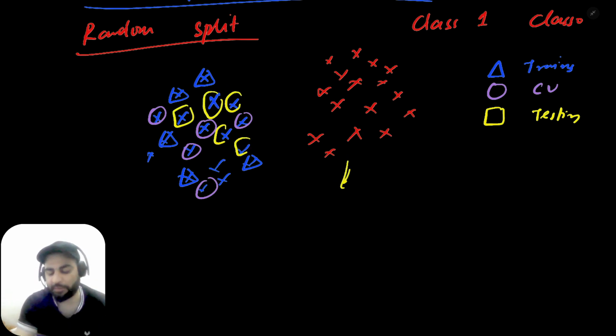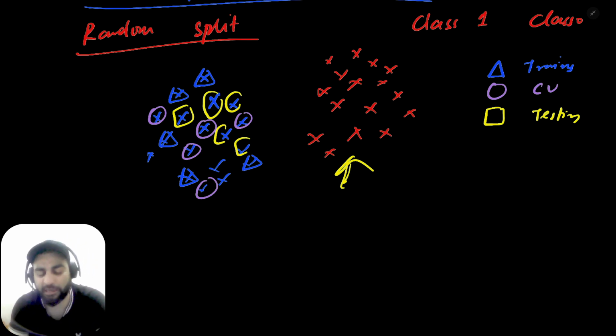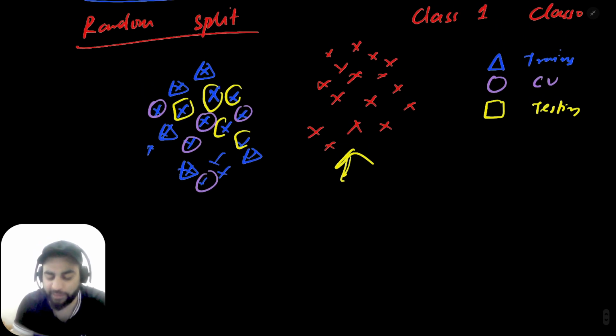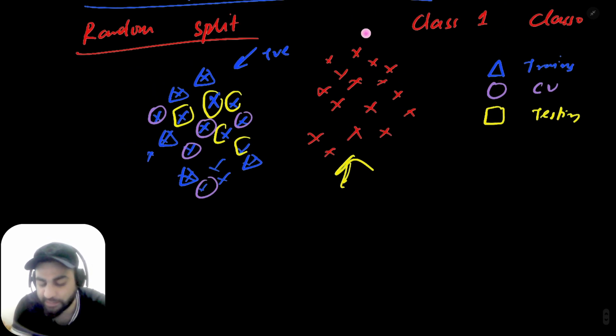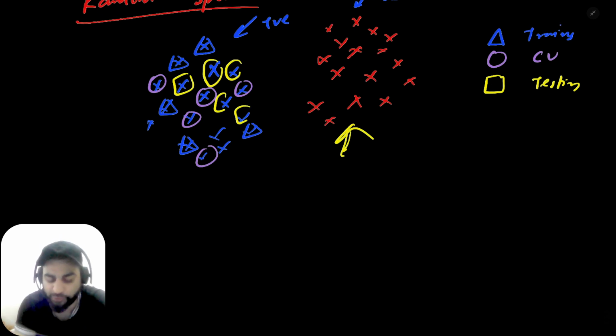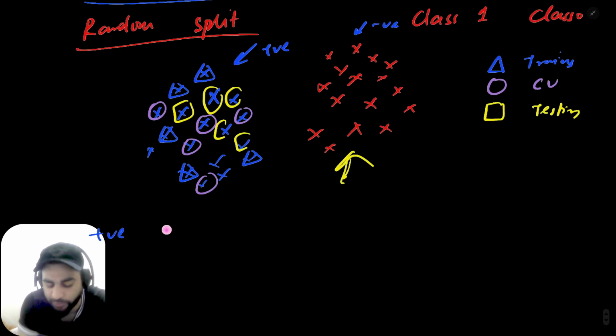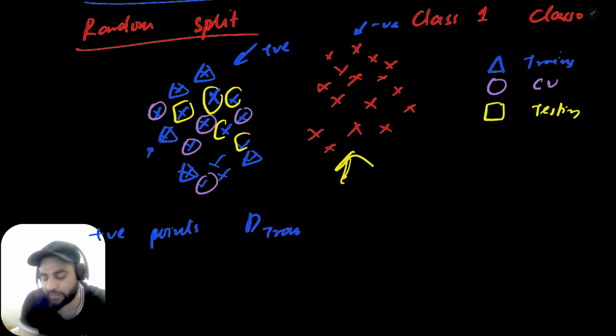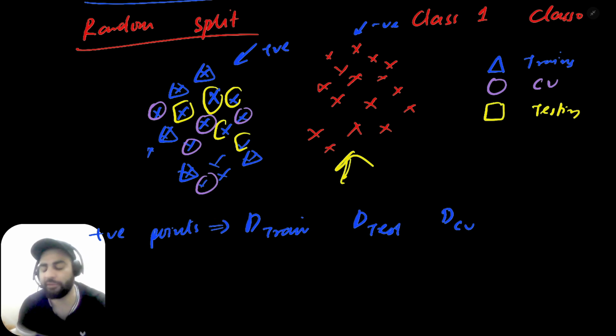And similarly it will happen for this class. So what I'm saying is there is a random split. If I have to say it in a verbal sense, let's suppose this is our positive class and this is our negative class. If in a particular region there is a very high number of positive points in D train, a similar thing will happen with D test and D cross validation. D test will again have a high number of points in that region, and D cross validation will have a similarly high number of points.